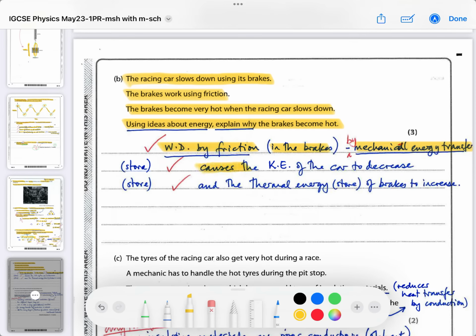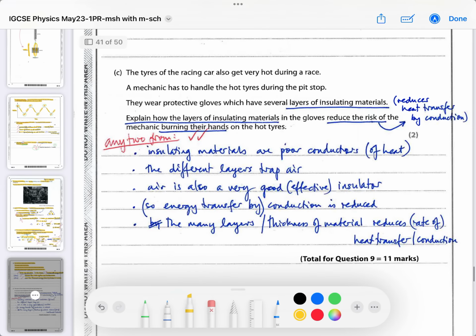brakes. So this causes the kinetic energy of the car to decrease, the friction, and the thermal energy store of the brakes will increase as a result. Okay, so these 3 lines get you the 3 marks. Hope that makes sense. The tyres of the racing car also get very hot during a race.